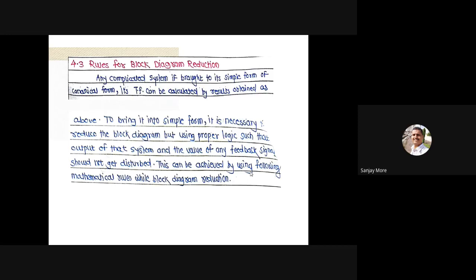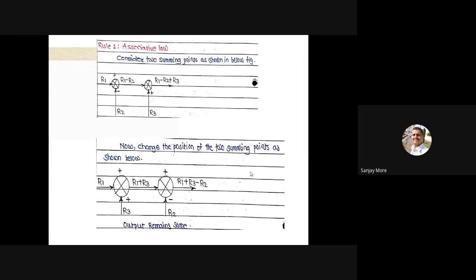Then rules for block diagram reduction. Total 8 rules are there. In yesterday's lecture 6 were completed. First one is the associative law or addition law. Here the output remains the same, meaning R1 plus and R2 minus. Then R1 minus R2 moves forward, R1 minus R2 plus R3.